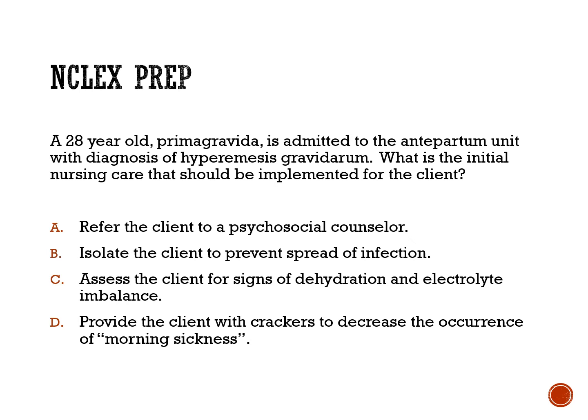A 28-year-old primigravida is admitted to the antepartum unit with diagnosis of hyperemesis gravidarum. What is the initial nursing care that should be implemented for the client? A, refer the client to psychosocial counselor. B, isolate the client to prevent spread of infection. C, assess the client for signs of dehydration and electrolyte imbalance. Or D, provide the client with crackers to decrease the occurrence of morning sickness. It's going to be C, because we know with hyperemesis gravidarum, they're most likely going to be super dehydrated and have that potassium decrease due to the dehydration.